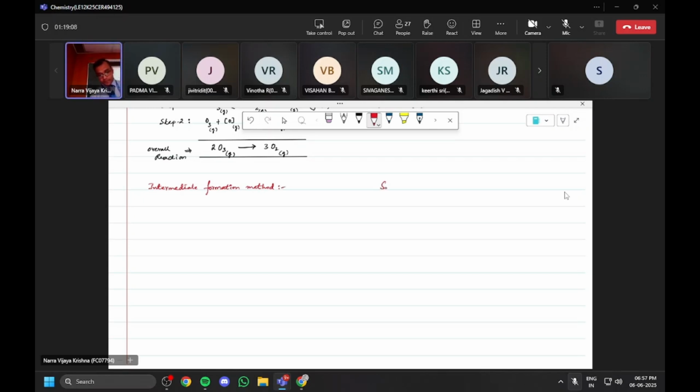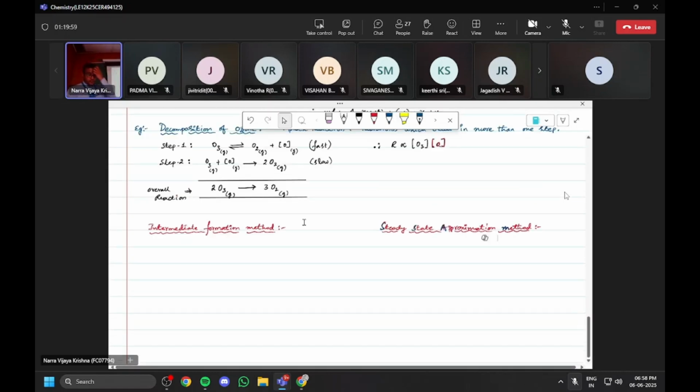Second method is the steady state approximation method. Intermediate formation method, steady state approximation. Among them, this method is more accurate. It is always more accurate. But the problem is for our syllabus, we have this one. So we will see both.